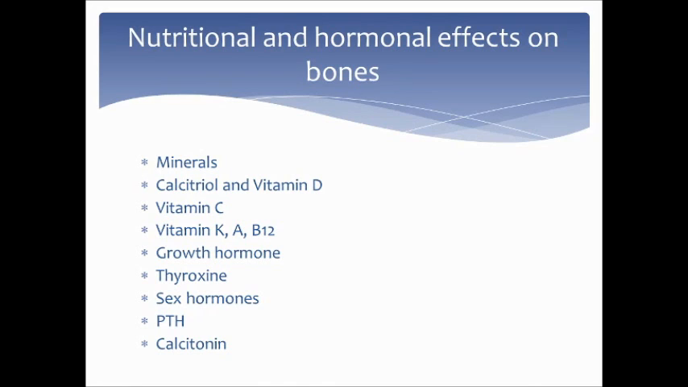Thyroxine is produced by your thyroid. It increases the rate of osteoblast activity, so again, making bone. Sex hormones, especially when they're in high amounts during puberty, help to stimulate osteoblastic activity as well, so that's when growth spurts might occur. And we'll talk about in just a second how parathyroid hormone, or PTH, and calcitonin work in functioning to fluctuate the calcium levels in your body.